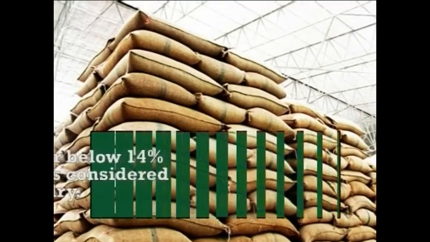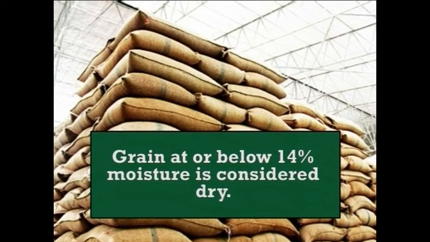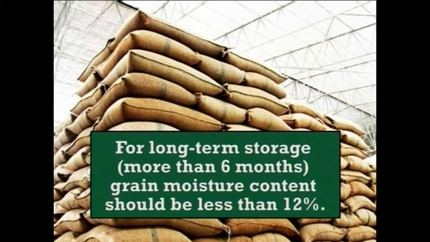Next is about the storage practices. Grain at or below 14% moisture is considered dry. For long-term storage, that is for more than 6 months, grain moisture content should be less than 12%.